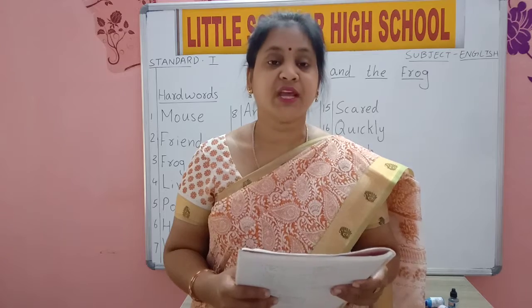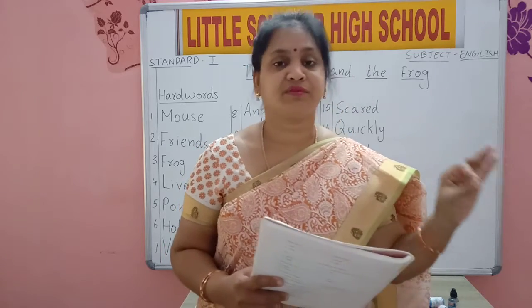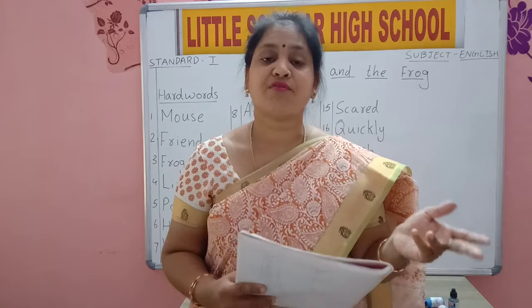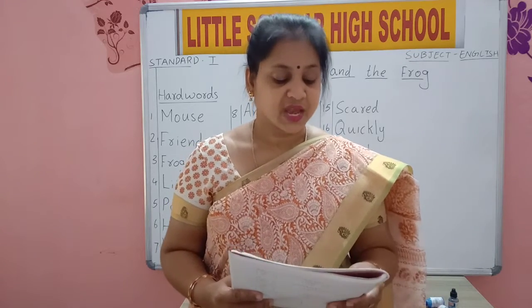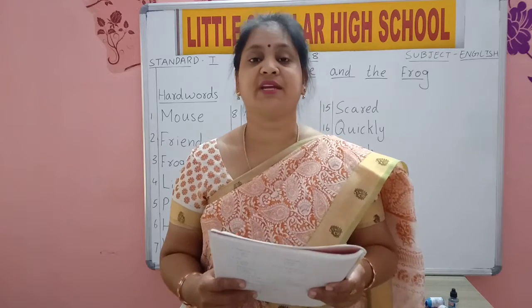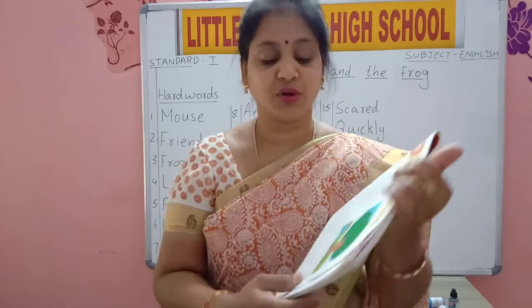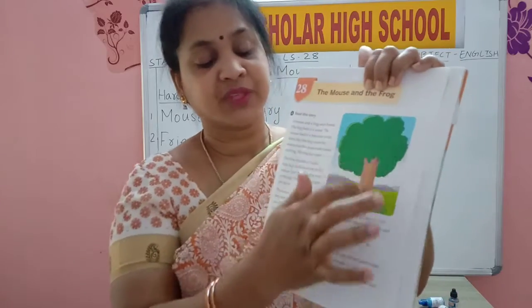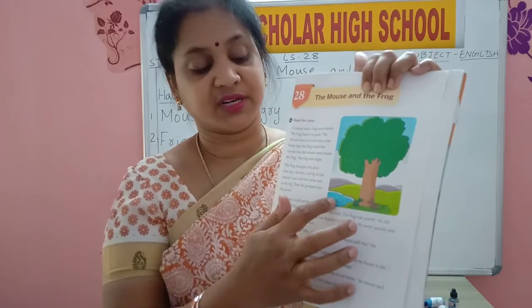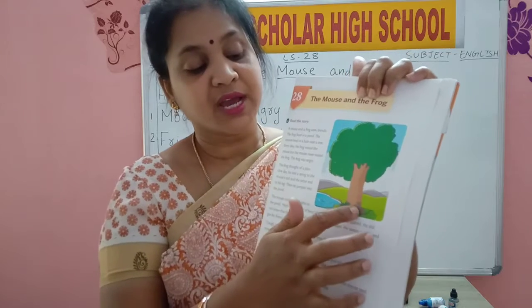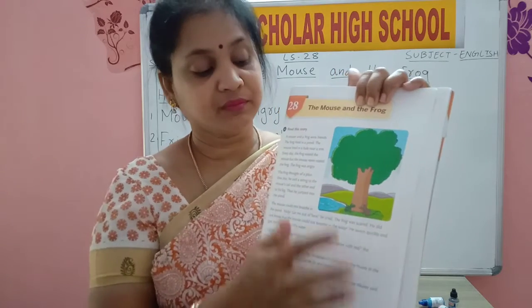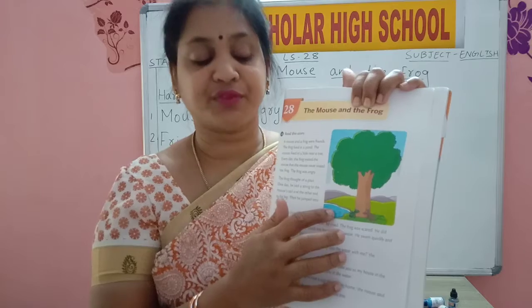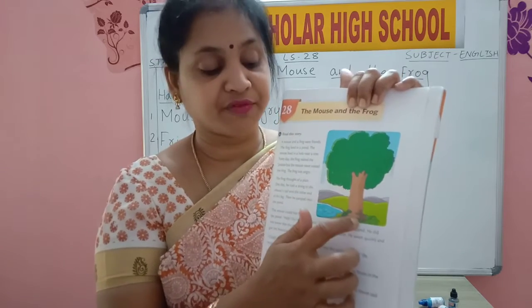The frog lived in a pond. A frog lives in water, no? So the frog's house is water. It lives in a pond. The mouse lived in a hole near a tree. You can see this tree. Near this is a pool of water. The frog lives in this pool of water. The mouse made a hole in this tree and it lives in the hole of the tree. Pond is the house of the frog. Tree hole is the house of the mouse.